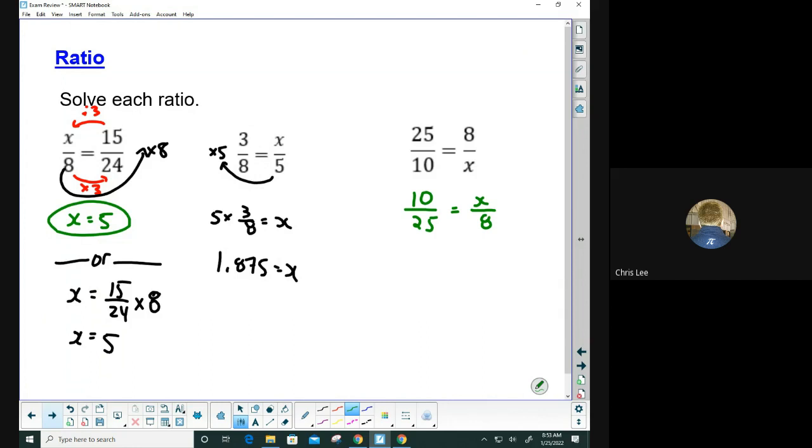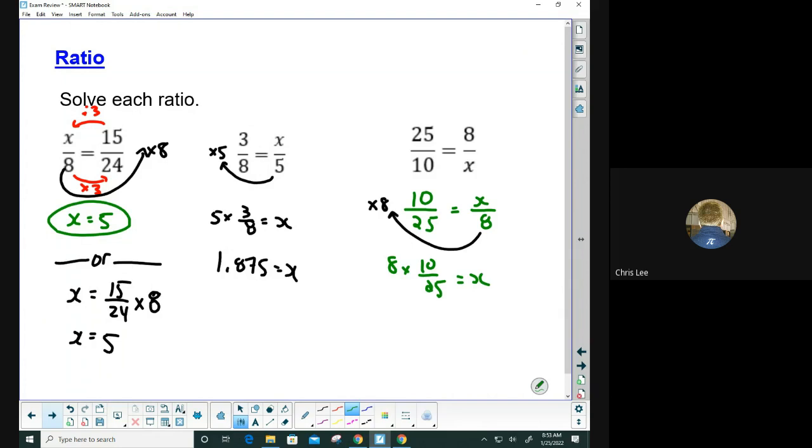But again, do I see an easy multiplication? What do I multiply by 8 to get 25? Not a friendly number. I also can't go this way and say, what did I multiply by 10 to get from 10 to 25? Not easy. So that's fine. We've got our strategy. What am I going to do with that 8? 8 times. That's right. And so this becomes 8 times 10 divided by 25.